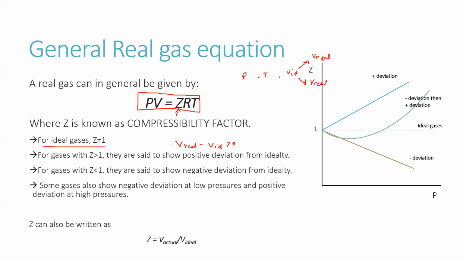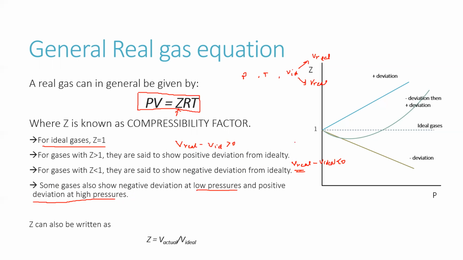Okay, V real minus V ideal is greater than 0, which means V real is greater than V ideal. And for gases with Z less than 1, they are said to show negative deviation from ideality. So in that case, V real minus V ideal is negative, lesser than 0. That means V ideal is greater than V real. Now there are certain gases which will show negative deviation at low pressures and positive deviation at high pressures. So these gases can exist both as negative deviation showing gases and as positive deviation showing gases.